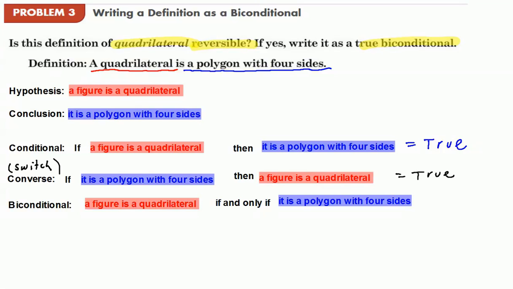We took our definition, broke it down to a hypothesis and conclusion. I wrote it so it makes kind of sense as a conditional statement. So sometimes you have to do that. You have to take our statement and make it work as a conditional. So once you have that, now we're going to switch both hypothesis and conclusion, which is our converse, reread it, find out if it's true. Since both statements are true, then we have a biconditional. And we write our biconditional by putting our hypothesis and then followed by if and only if, followed by the conclusion.